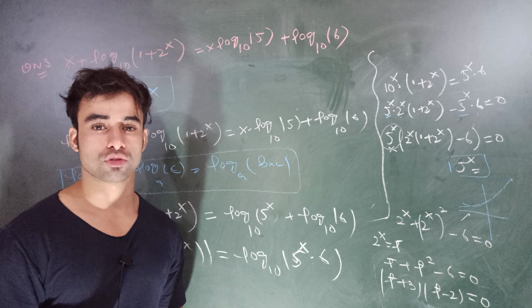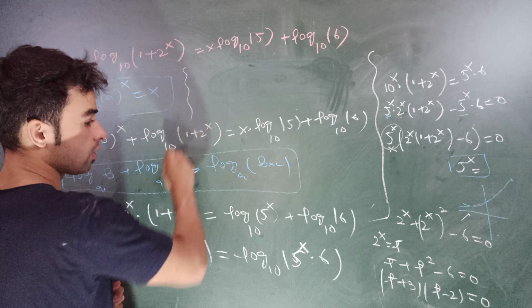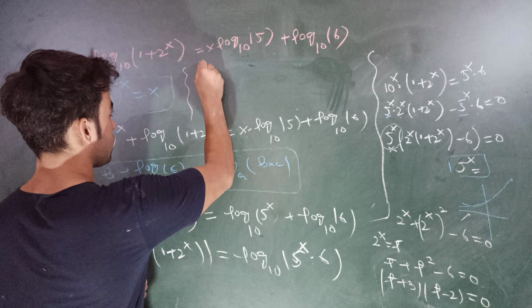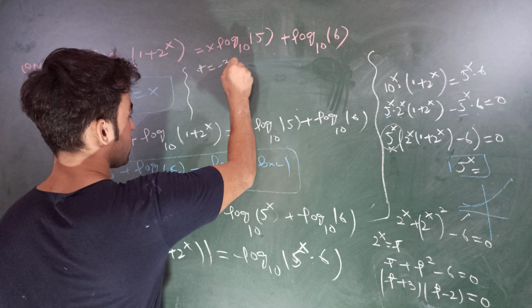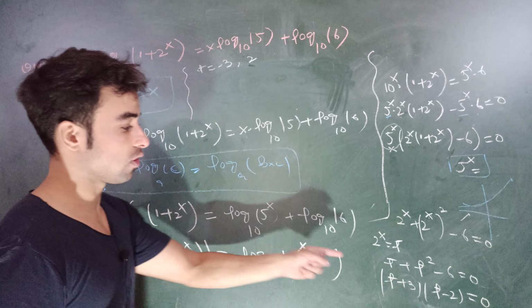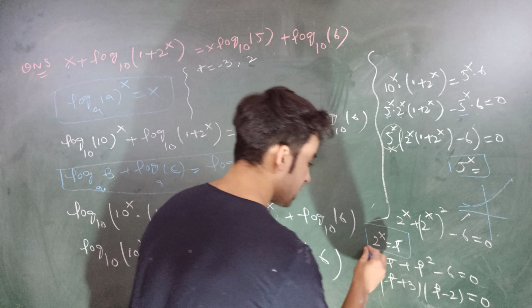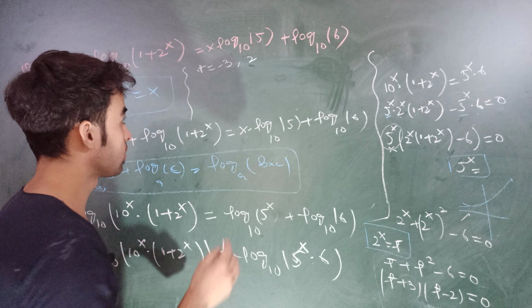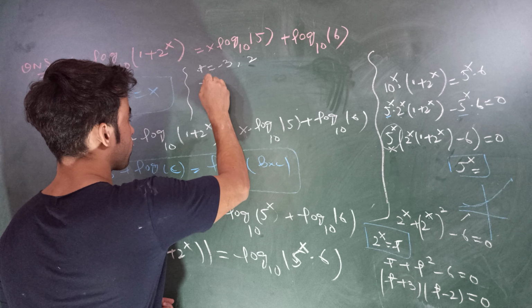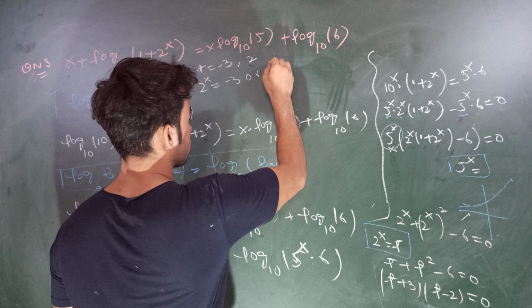That's actually equal to 2 to the power of x. So simply, I got two values of t here: t is equal to minus 3 or t is equal to 2. But t itself was equal to 2 to the power of x, I substituted t being 2 to the power of x. So I can say that 2 to the power of x is equal to minus 3 or 2 to the power of x is equal to 2.